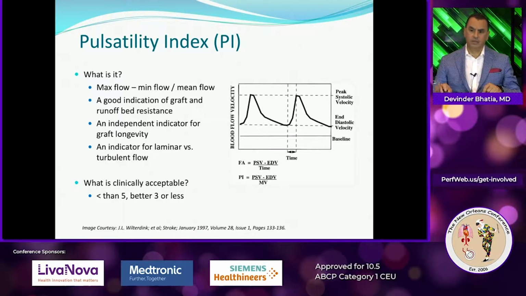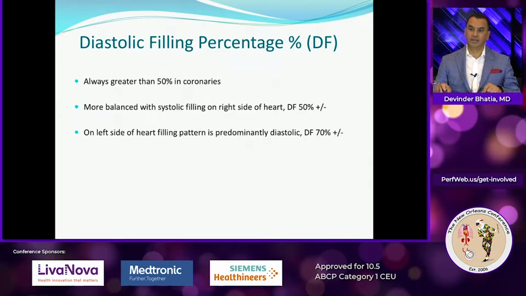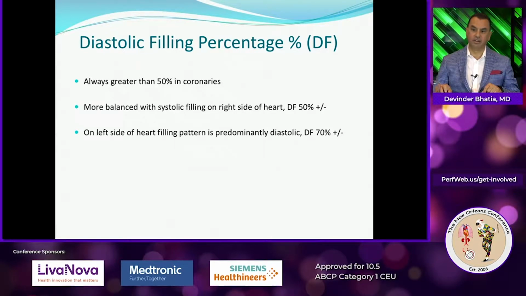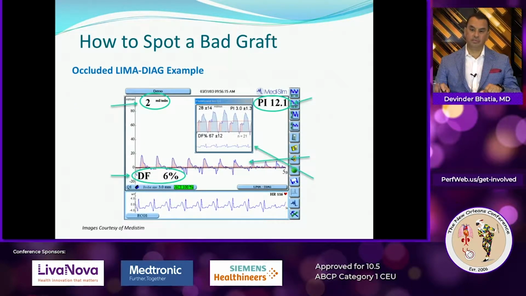And what is clinically acceptable? We obviously want less than 5, but 3 or less is even better. And we talked a little bit already about diastolic filling, always greater than 50% in the coronaries. More balanced with systolic filling on the right side of the heart. On the left side, the heart filling pattern is predominantly diastolic. That's why we see the higher percentage numbers.